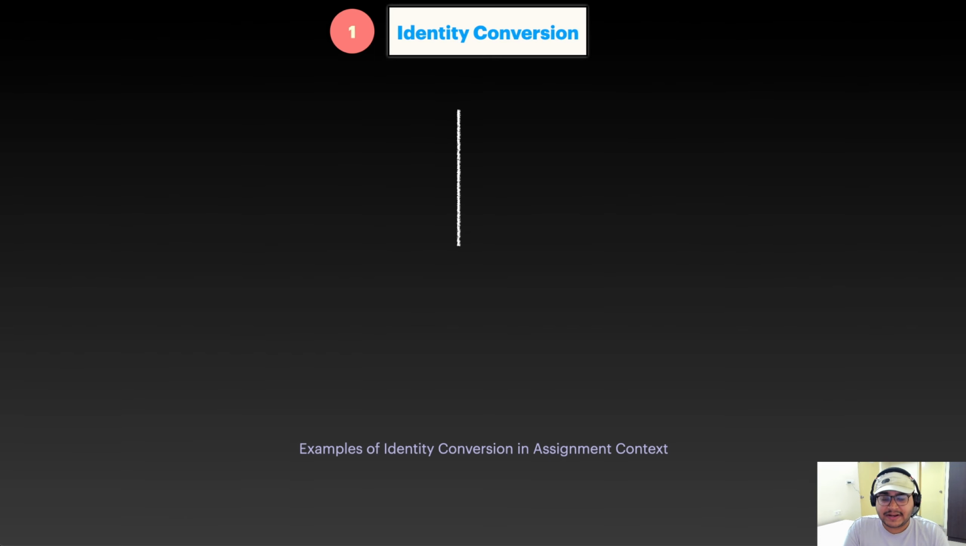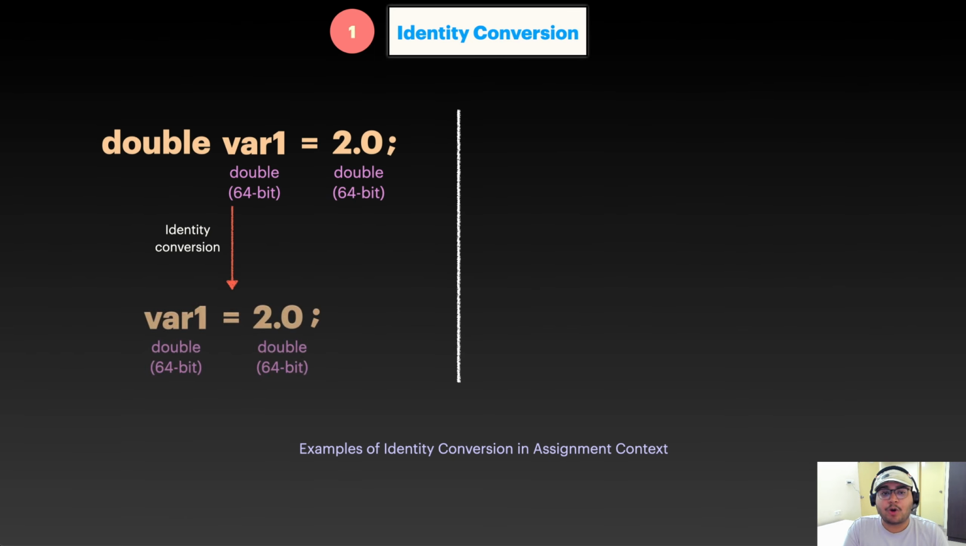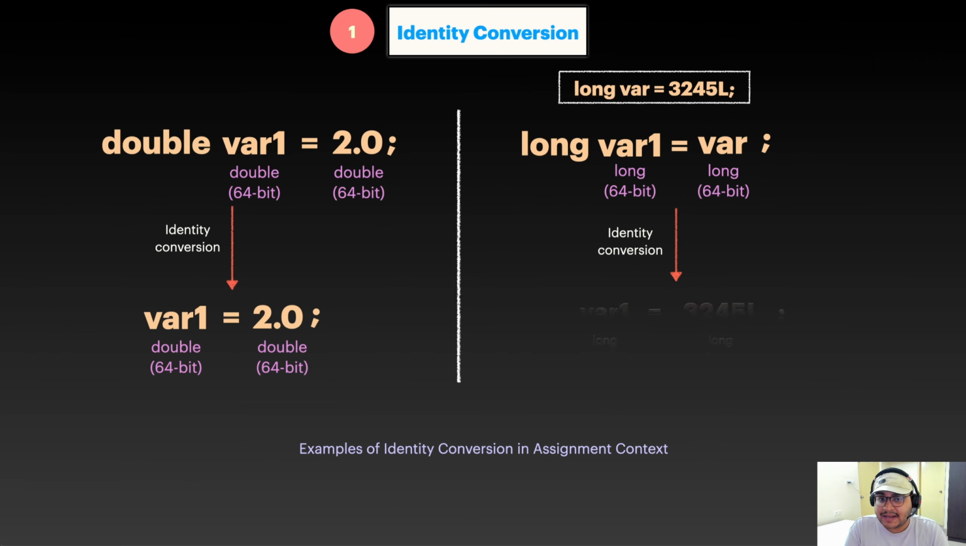The rules of data type conversion remain the same across all types of context. For instance, when you assign the double literal 2.0 to a variable of type double, it goes through an identity conversion from double to double, storing 2.0 in var1. Likewise, assigning the value 3245L to a long variable undergoes the same identity conversion from long to long, ultimately storing it inside var1. Simple, right?